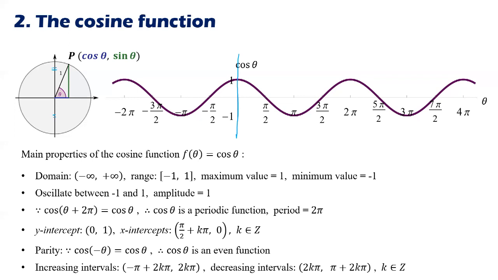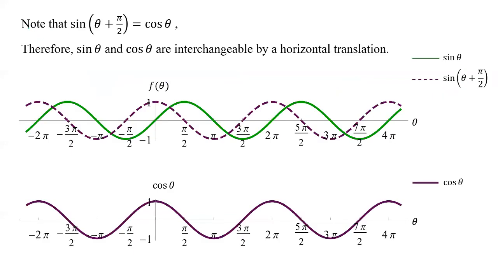No? All right, so I just want to mention that because we have this equivalent expression, sine theta plus half pi equals cosine theta, that means sine theta and cosine theta are actually interchangeable by a horizontal translation, right?